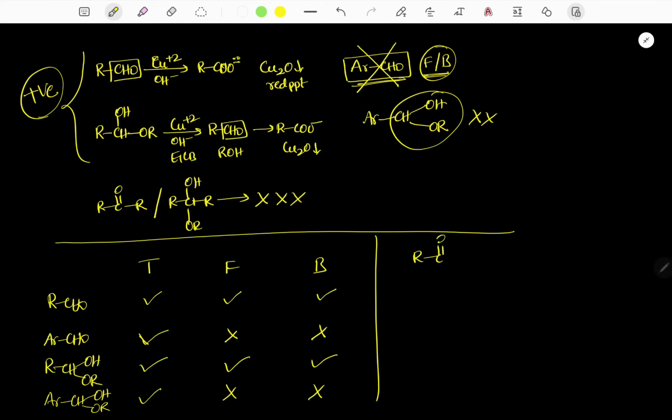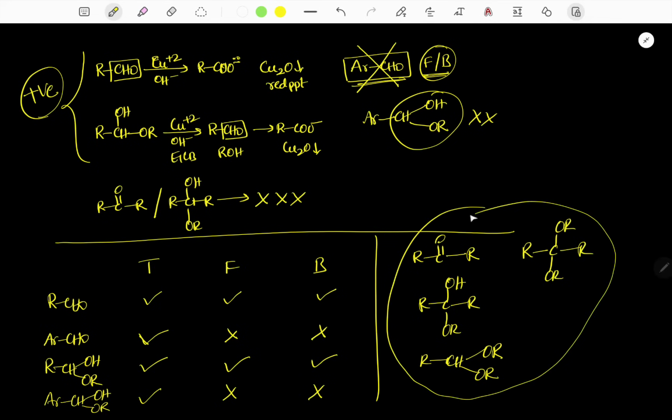Now the remaining ones: ketones, hemiketal, and of course acetal, and of course ketal. So these functional groups do not respond positively to the Fehling solution, Tollens test, and Benedict test. From this we have to understand mainly that if an aldehyde is present, it undergoes oxidation.